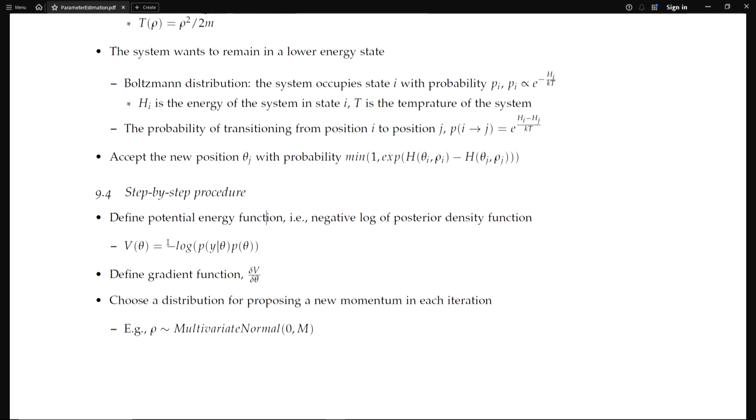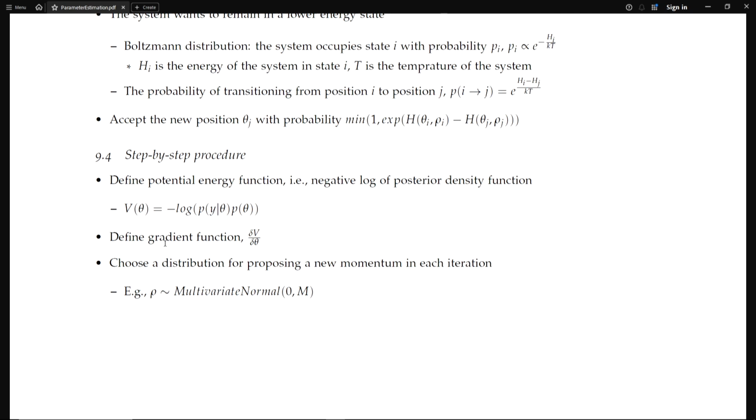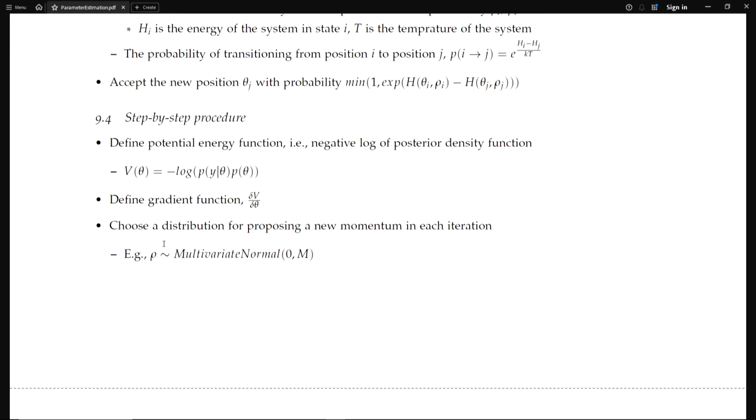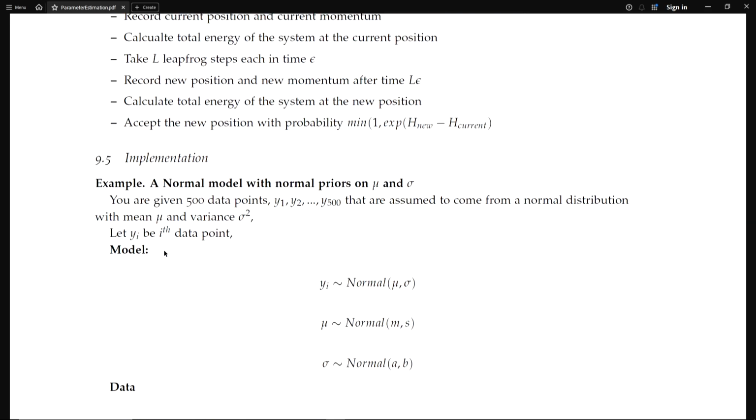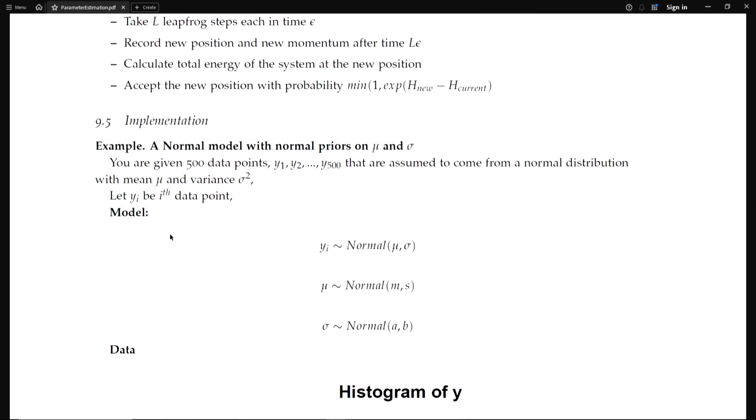So, let us see the step by step procedure, and let us take an example, okay, and using that example we will see the step by step procedure of implementing an HMC sampler. So, let us say this is the example. You are given 500 data points that are assumed to come from a normal distribution with mean mu and variance sigma square, okay. So, you have 500 data points, let us say from an experiment, and you assume that these data points come from a normal distribution. So, that is your likelihood assumption, okay.